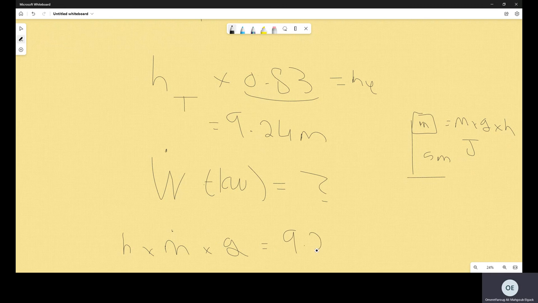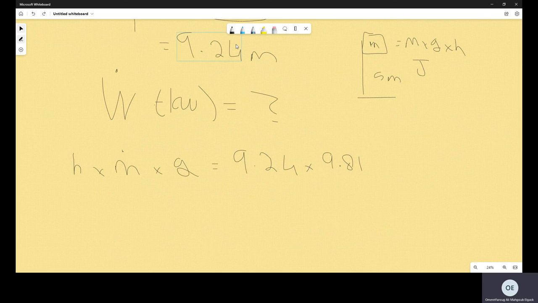So 9.24 by g, 9.81, and M dot is equal to rho multiplied by Q. Rho of the water is 1000, and Q was given as 0.6 at the beginning. So this will give you 9.24 multiplied by 9.81 multiplied by 1000 multiplied by 0.6, which is 54.4 kilowatts.